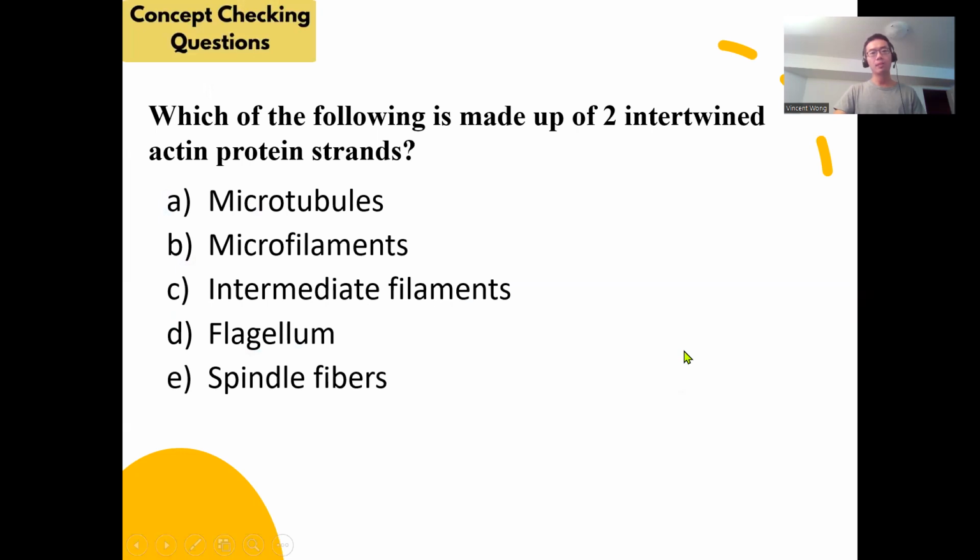Okay, which of the following is made up of 2 intertwined actin protein strands?